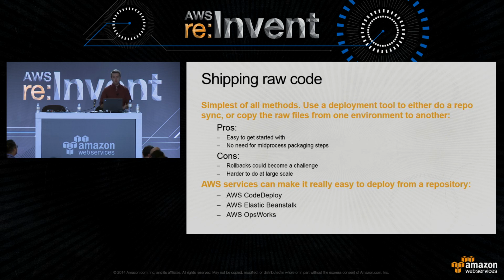Some cons here, right? Rollbacks could be a challenge if you're replacing code in place. Let's say you're doing something like an rsync. It can be difficult to then go back and un-rsync that data. So something you have to think about. And it's also potentially harder to do at large scale.